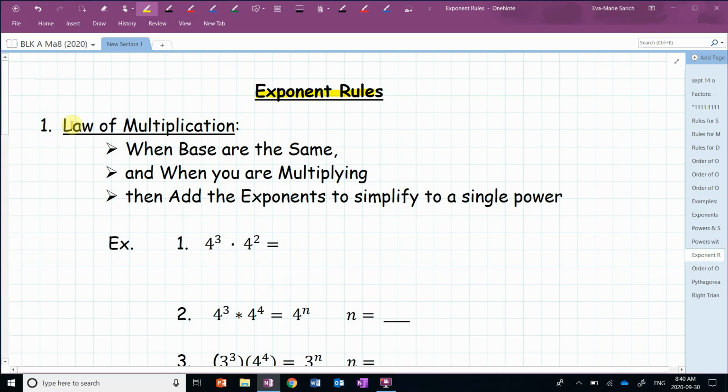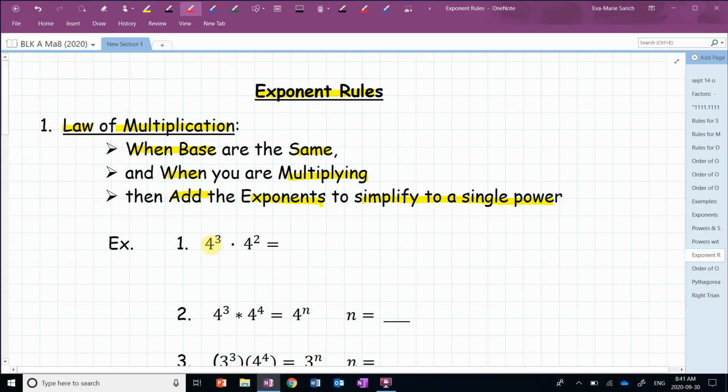Our first rule, or law, is the law of multiplication. Now, these rules only work when bases are the same. Remember, the base is the big number at the bottom of an exponent or of a power. This law works when bases are the same and when you are multiplying. That's why it's called the law of multiplication. The way to get to a simplified power is you add the exponents. So you can take two powers being multiplied and simplify them into one power.